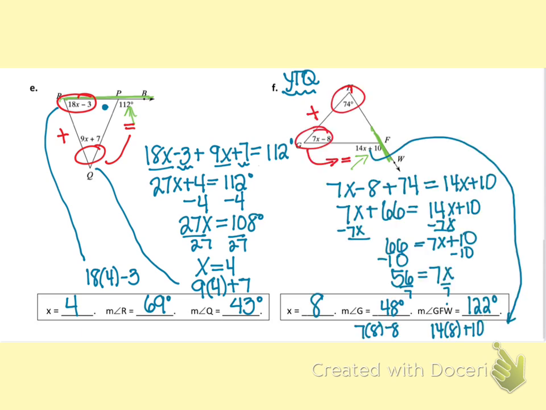All right, thanks for giving that one a try. I hope you were successful in finding the value of x to be 8. Here's my equation that I wrote using my diagram. The two remote interior angles added up to that exterior angle, which was labeled as 14x plus 10. And there's my algebra that went into finding the value of x, and then plugging the x value of 8 back in to find the measures of those angles.